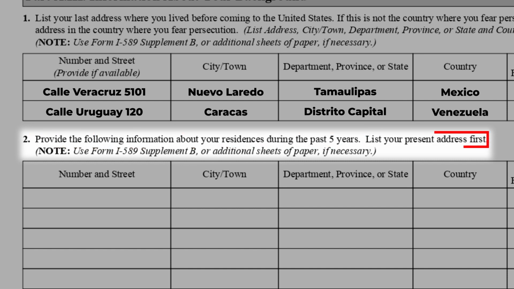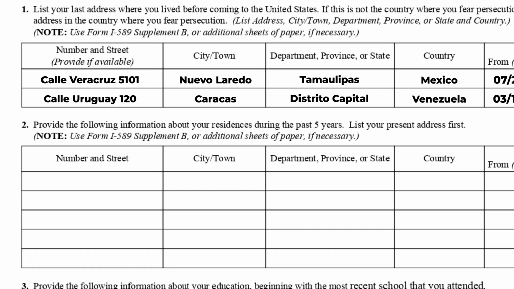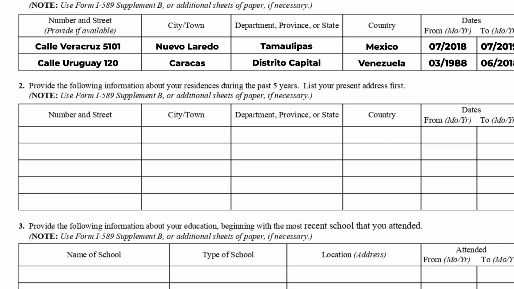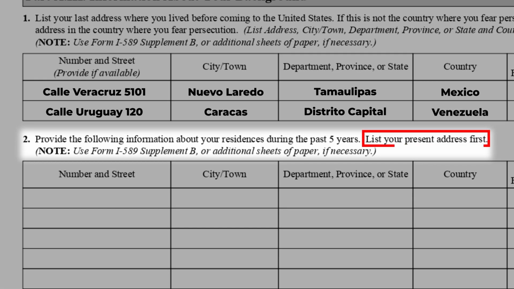It asks you to list your present address first, meaning they want you to go in reverse chronological order. You're asked for the same information in the same order as what was requested just above, for the address at which you lived before coming to the United States. They want first the number and street, then the city or town, and next the department, province, or state. One space over to the right, you'll list the country, and then, in the 2 columns on the right, the month and year that you started living at each address and the month and year in which you stopped living at the address.